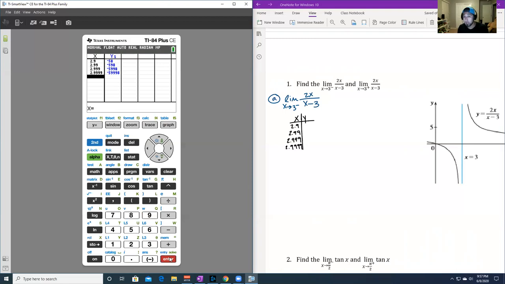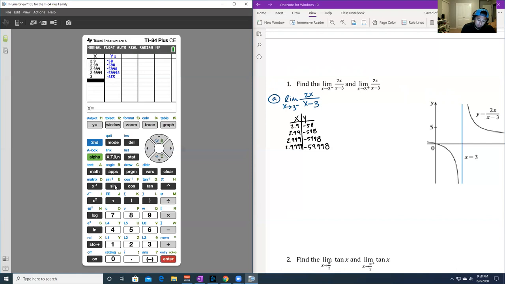Okay, hopefully that's enough information. If not, add more nines. Maybe you want to know more. So we have negative 58, negative 598, negative 5,998, and then negative 59,998. Let's say I did one more nine. Let's see if it'll let me. Yep, so basically negative 600,000. Okay. Well, hopefully this is enough information to let you know where your limit is going.